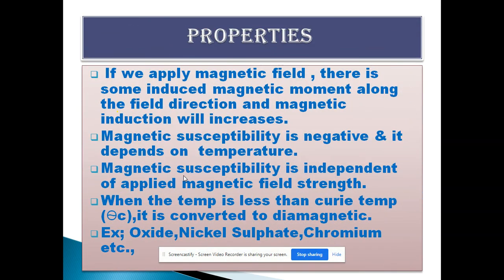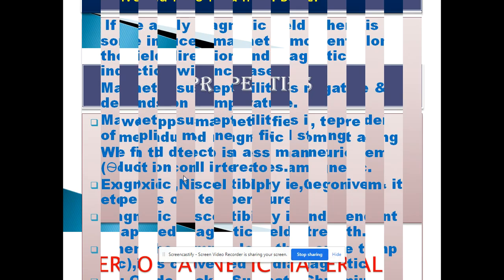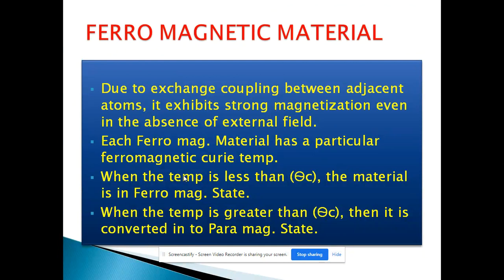Some of the properties: if we apply the magnetic field, there is some induced magnetic moment along the field direction and the magnetic induction will increase. And here the chi value is positive and it depends upon the temperature. And here it is independent of the applied magnetic field strength. When the temperature is less than the Curie temperature, it is converted into a diamagnet. Some examples are chromium oxide, nickel sulfide, etc.